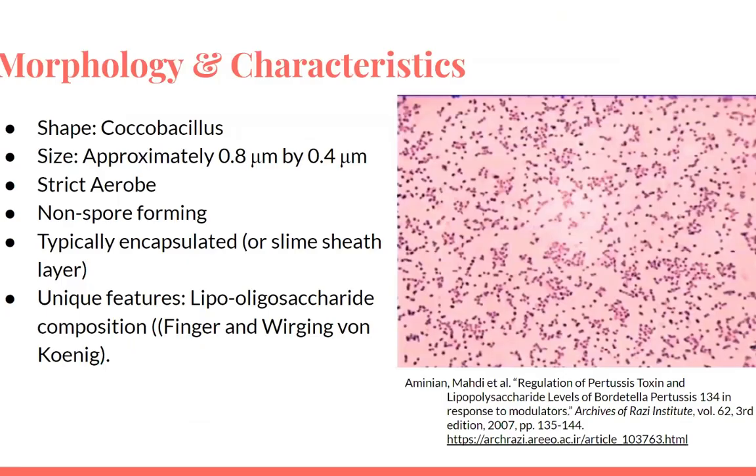Bordetella pertussis is a small, gram-negative, strict aerobic coccobacillus, approximately 0.8 micrometers by 0.4 micrometers. It's non-spore forming and typically encapsulated, although it can form a slime sheath layer instead of a capsule, typically in vitro or in a lab setting. A unique feature is its lipo-oligosaccharide composition.